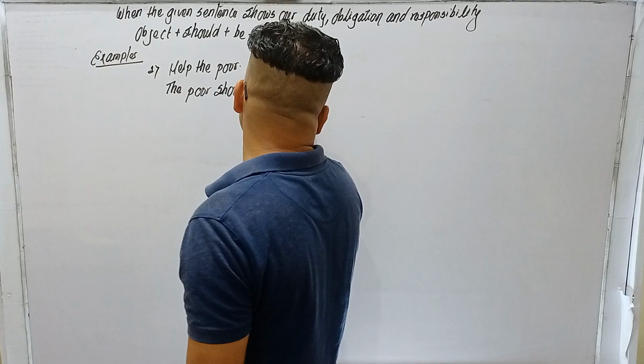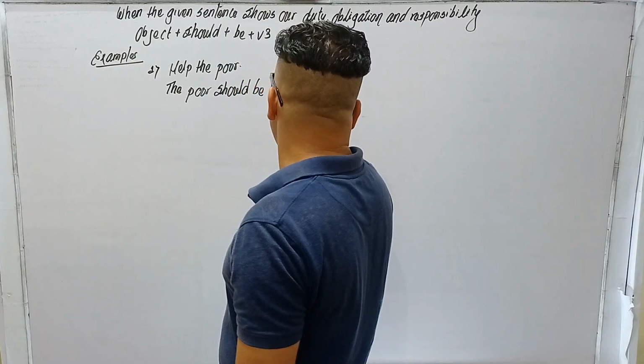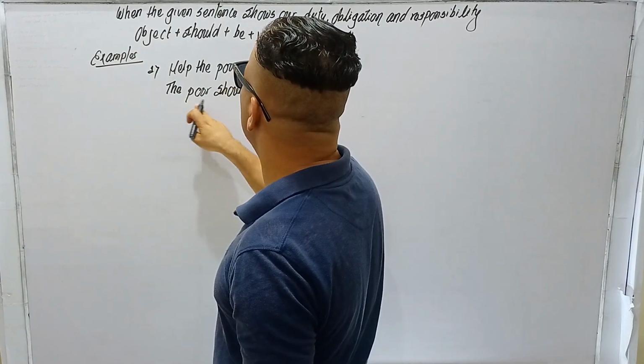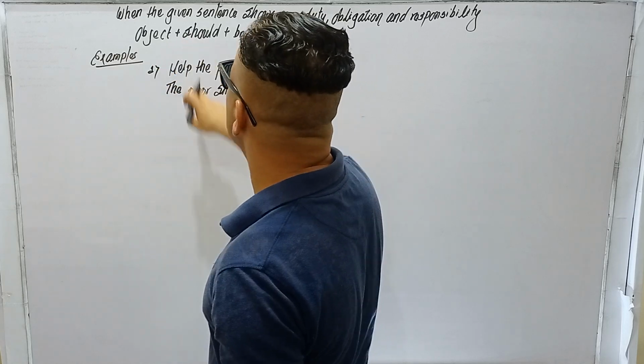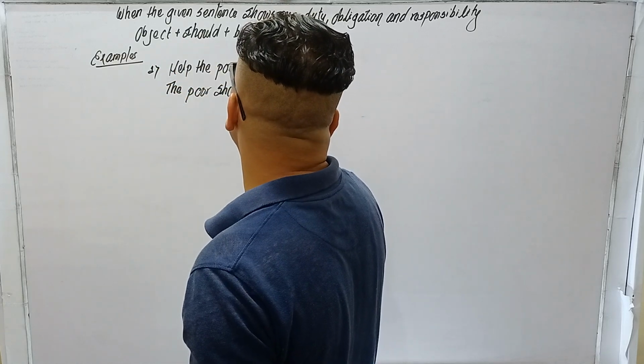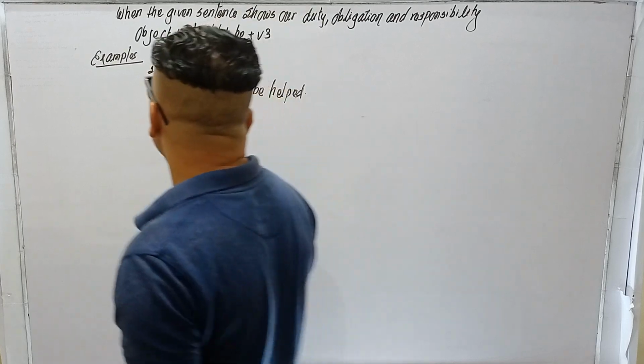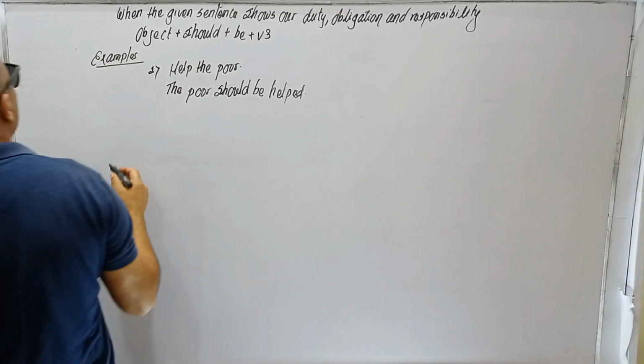Should be helped. The poor is the object. Should is in the sentence: should plus be plus P3, be helped.